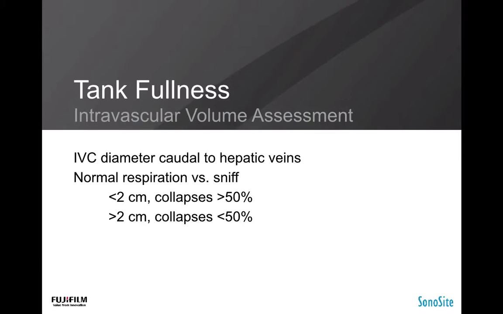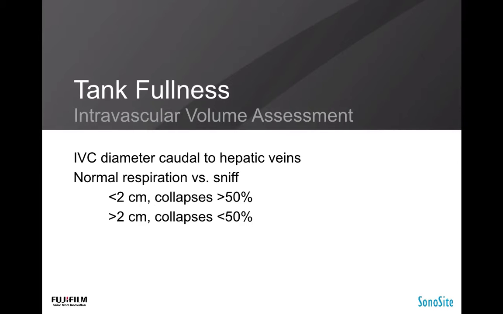The size of the IVC and its changes during respiration can tell us something about a patient's volume status. To assess the IVC, we place a transducer in a subxiphoid position with the orientation marker pointed towards the patient's head. This will give us a long axis view of the IVC.